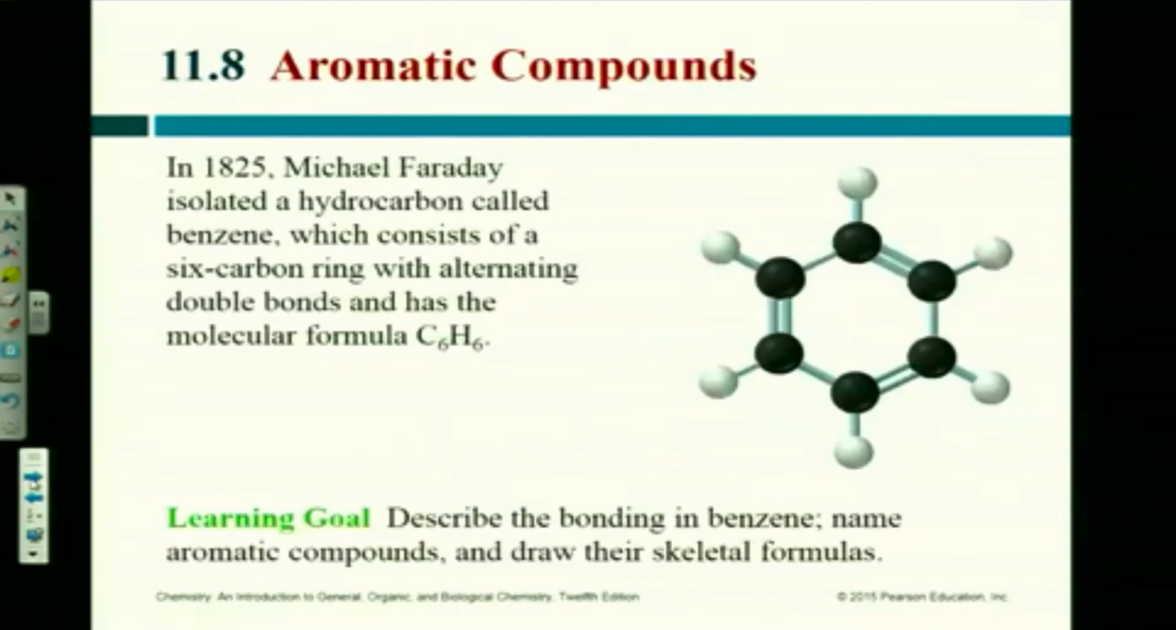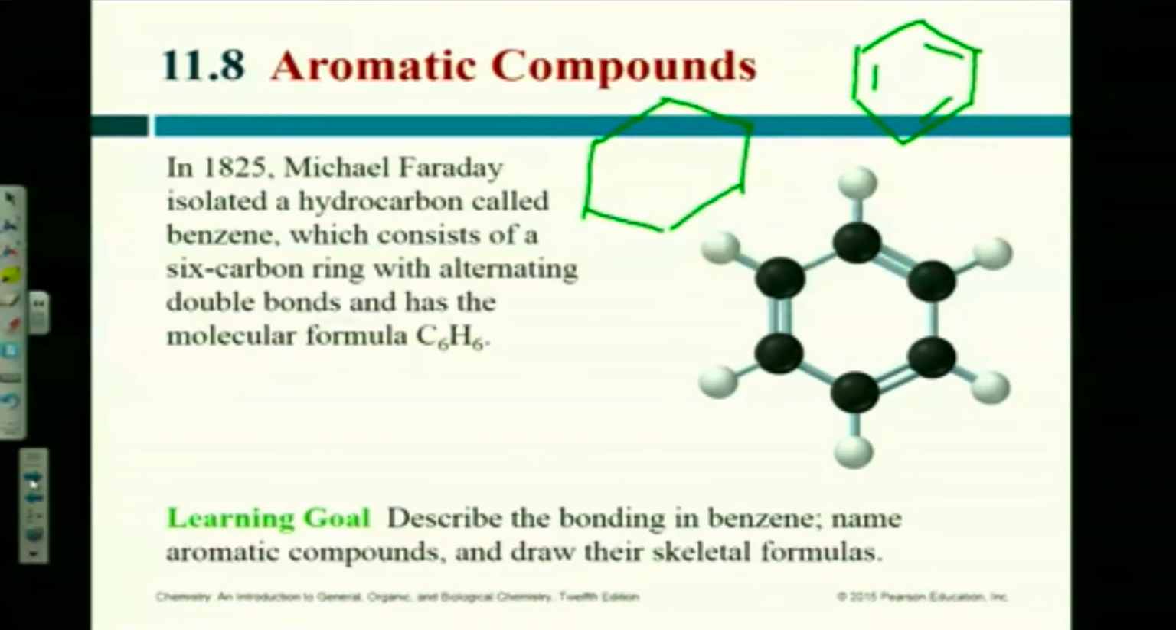Okay. Last section. Aromatic compounds. Look at this molecule up here. Here we have a ring structure that has 6 carbons in it. And look at how many double bonds are in that structure. There's 3 double bonds. And I want to show you that if I draw it differently, right now it's drawn like this, right? You could also draw it like that. So I can move these double bonds like that.